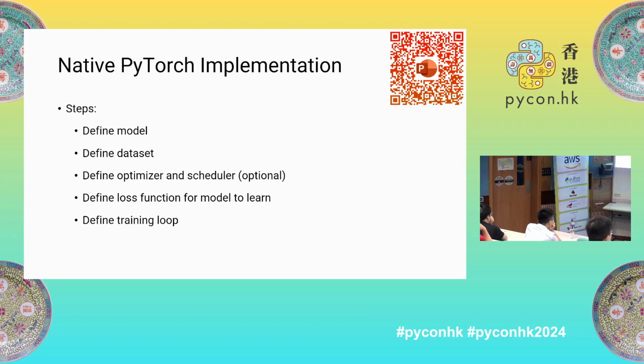To implement a training in native PyTorch, we typically go through 5 steps. We first define the model, then we set up the dataset. Next, we choose an optimizer and optionally a scheduler. We also need to define a loss function to guide the model's training. And finally, we write the training loop to handle forward passes, backpropagation, and optimization.